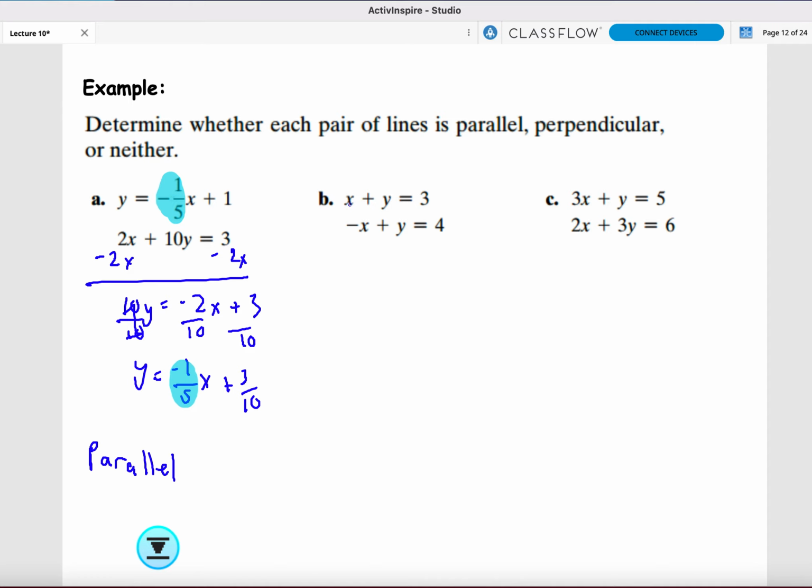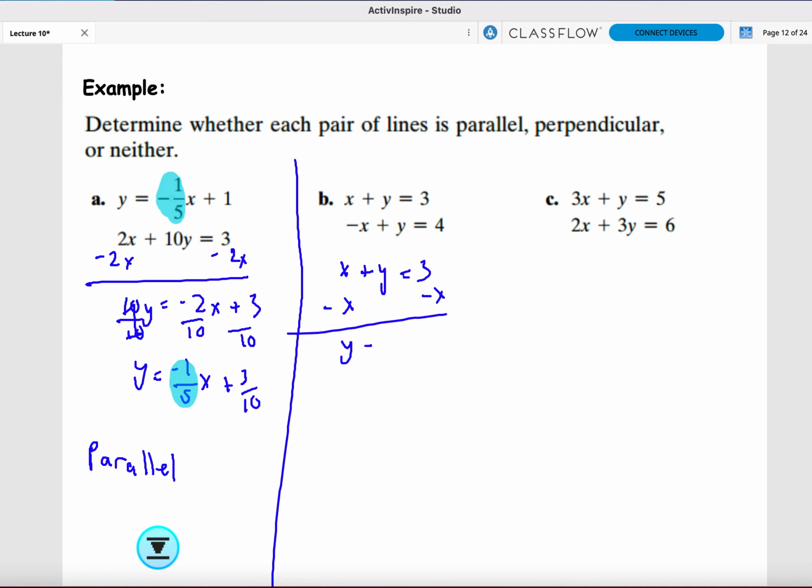Now for b, we have to get y by itself for these two. So x plus y equals 3. I'm going to go ahead and rewrite that again. x plus y equals 3. Subtract x on both sides. Then we get y equals negative x plus 3. That's one equation. So I'm going to do the other one. Switch up my color. Negative x plus y equals 4. I add x on both sides. I get y equals x plus 4.